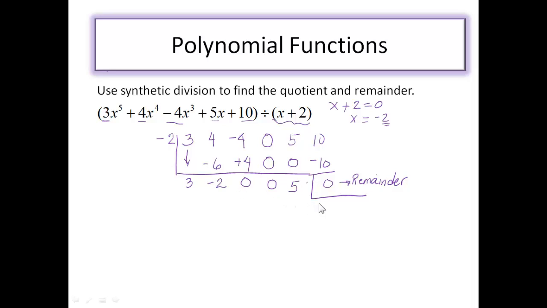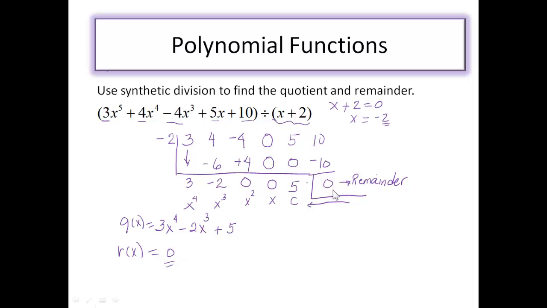And again, if we go from right to left, the first number we encounter is our constant term. This is my x term, my x squared term, my x cubed term, and my x to the 4th term. So my quotient looks like this. 3x to the 4th power minus 2x to the 3rd power plus 5. These two terms are 0, so they don't belong in my polynomial. The remainder is 0, so I don't get a remainder.